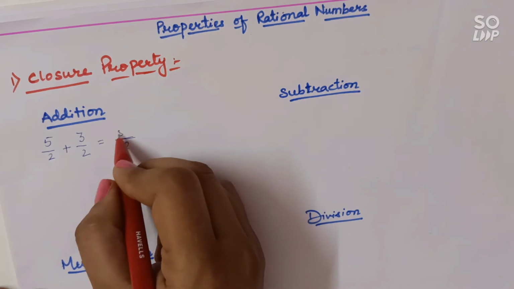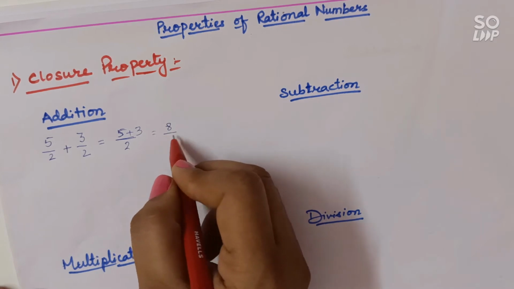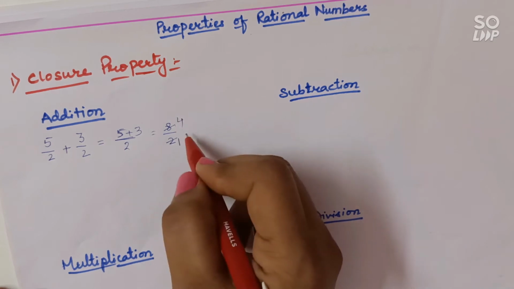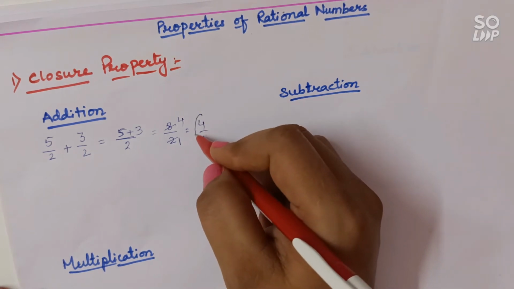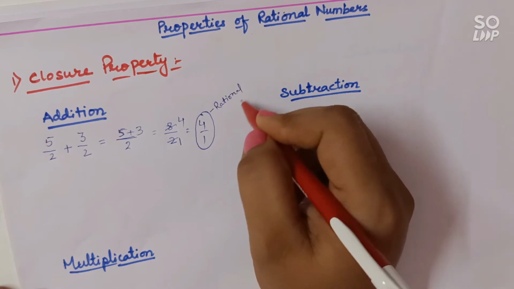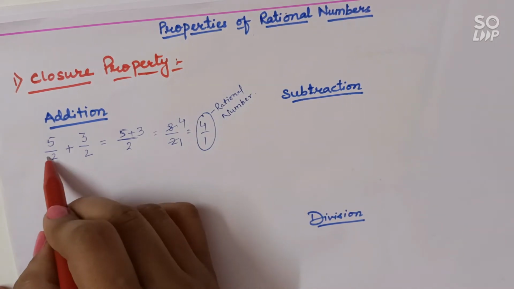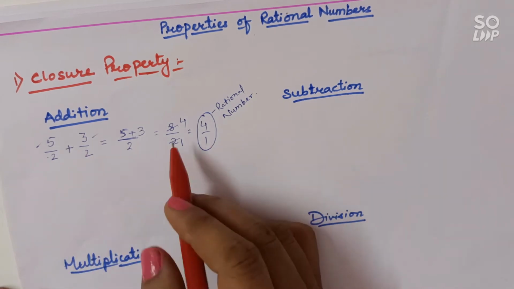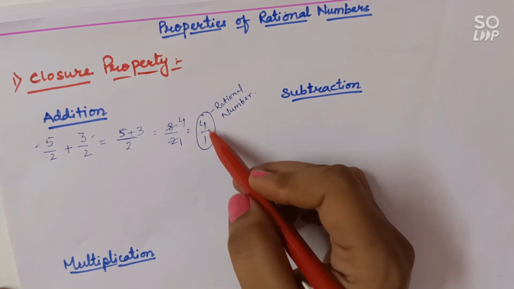5 plus 3 is equal to 8/2, and finally 2 ones are 2, 2 fours are 8, so we have 4/1, which is equal to 4. So here we can see that this is a rational number. This is also a rational number and this is also a rational number. When we have added both rational numbers, we have seen the sum is also a rational number, as it is in the form of P/Q.